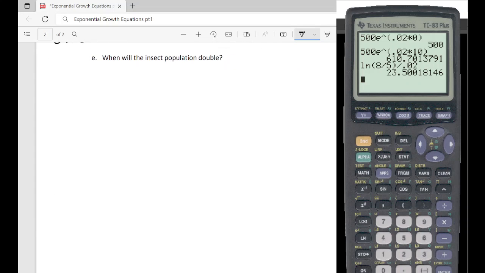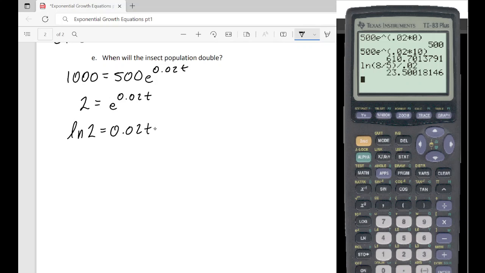And finally, when will the insect population double? Well, to double, you need to know what its initial amount is. And we know from part A, it's 500. So I'm going to set the equation equal to 1,000 because double 500 is 1,000. And I'm going to do the exact same thing I did in the previous part, solve for t. So divide by 500, and I'm going to get 2 equals e^(0.02t). Now I'm going to take the natural log of both sides, so ln 2 equals 0.02t, and I'm not going to write in the ln e because again it goes away.